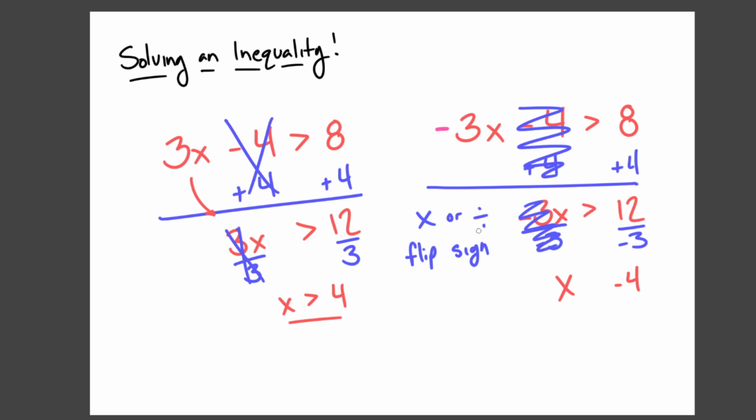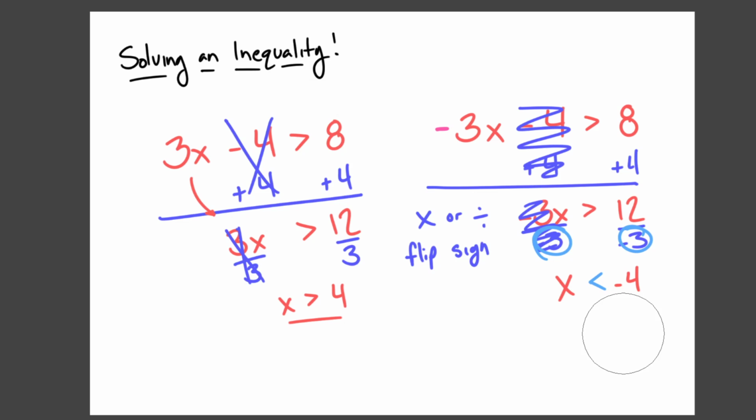But if you're multiplying or dividing by a negative number, you have to flip the sign. I'll say by a negative. That's about as accurate as I'm going to get. By a negative. So because I had to divide by negative 3 here and divide by negative 3 here, this sign is not going to be the same down here. It's not going to be greater than still. It's going to flip, and it's going to instead be less than. So we have x is less than negative 4.